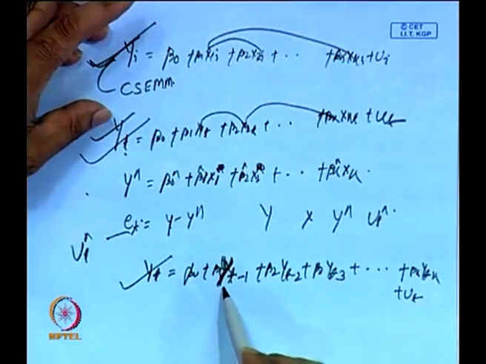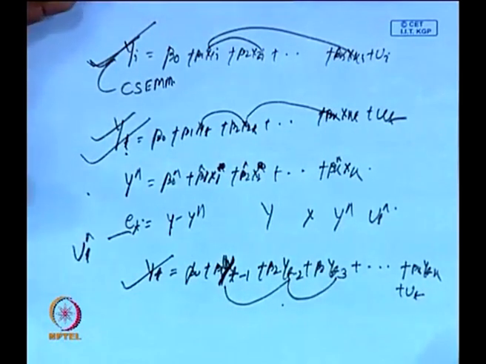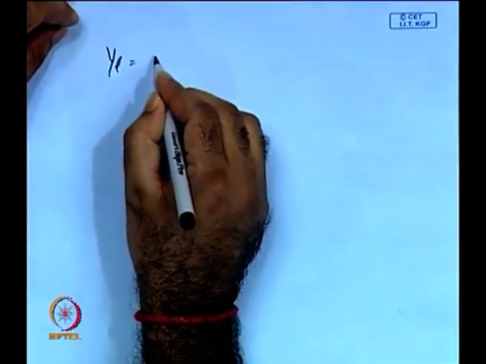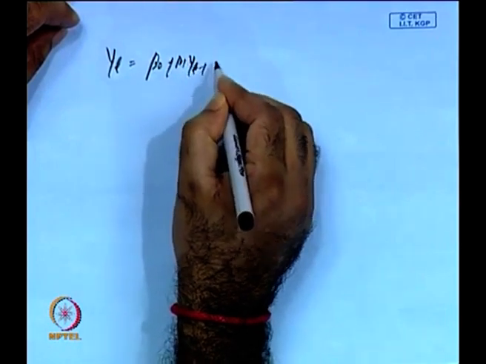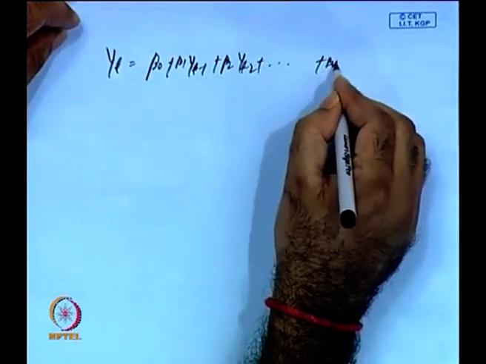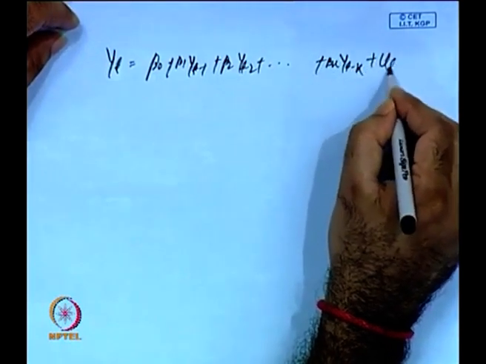Even here, the series yt minus 1, yt minus 2, yt minus 3 is also a multicollinearity issue, but within the particular setup, I can put it in a different dimension. So let us say yt equal to beta 0 plus beta 1 yt minus 1 plus beta 2 yt minus 2 plus up to beta k yt minus k, plus ut. So this is one type of time series model with lag involvement.